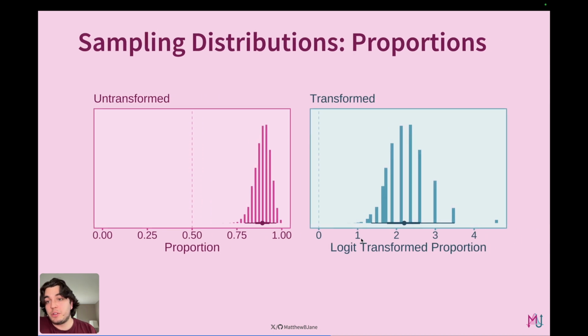Same thing can be true for proportions. As proportions reach 1 or 0, which are the bounds of a proportion, the sampling variances get smaller and smaller. Whereas if we take a logit transform of the proportion, the sampling variance doesn't change with respect to the size of the proportion.